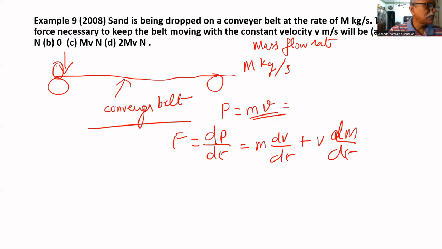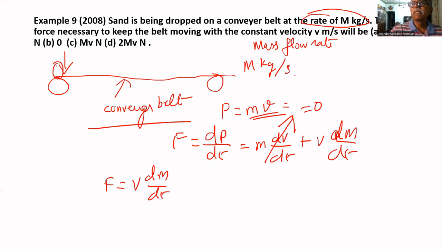But the velocity is constant, so dv by dt equal to 0. Therefore, force equal to velocity multiplied by dm by dt. dm by dt is given as m kg per second and the velocity v is given. Therefore, v multiplied by m, that is mv Newton. Therefore, C is the answer.